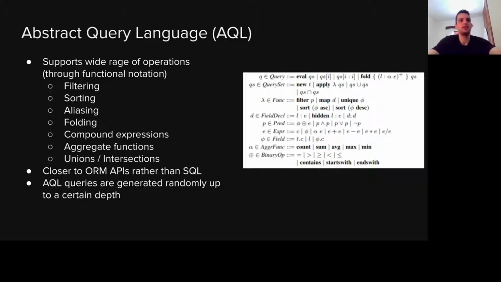We designed the abstract query language in order to abstract away differences of ORMs. This language supports a wide range of operations such as filtering, sorting, and many more. Note that this language is closer to ORM APIs rather than SQL.